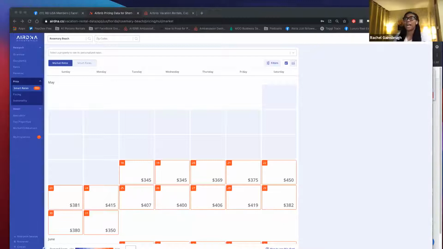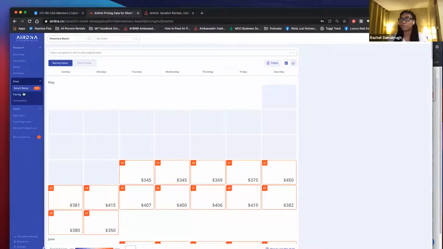However, guys, there's something new and it's super, super interesting. So we've covered all of these tabs up here, whether it's research or historical data, future data. Now we're going to look at the investment part, which is going to start with price. The smart rates, it's brand new. And I really, really think there's a ton of potential here.